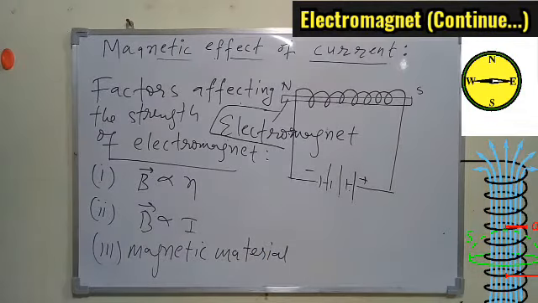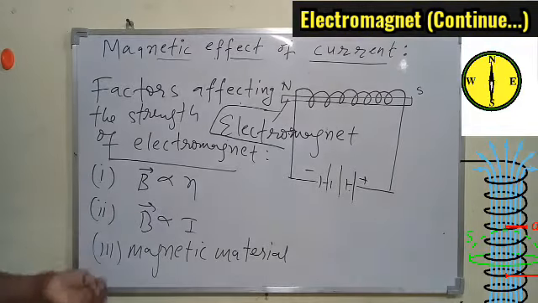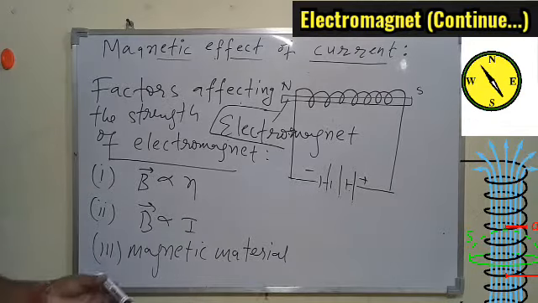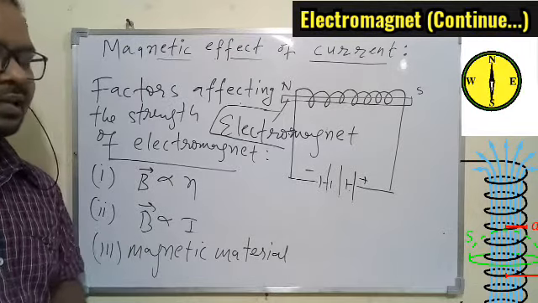So that is all you should know. I am not writing the statement here. This is understood: proportional to N, proportional to I, and the magnetic material itself. So I hope you understood the electromagnet, and you can compare the electromagnet with the normal magnet that we have.